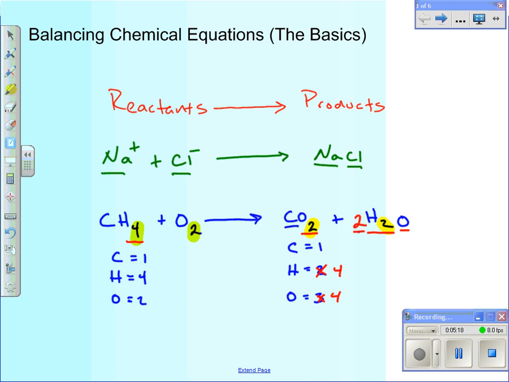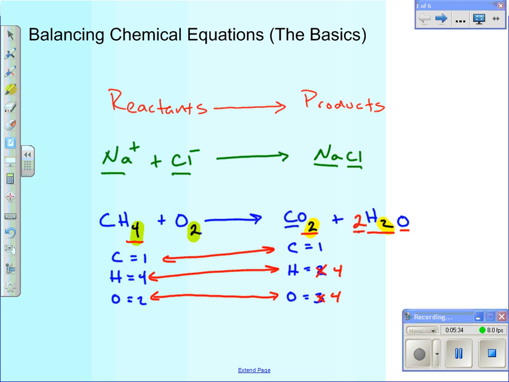So things are looking better here. Carbon is still balanced. Now I've balanced hydrogen. There's 4 on each side. So then the last thing I need to do is figure out how to balance oxygen. I've got 4 in the products. I've only got 2 in the reactants.